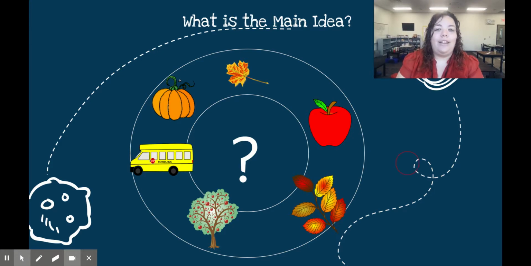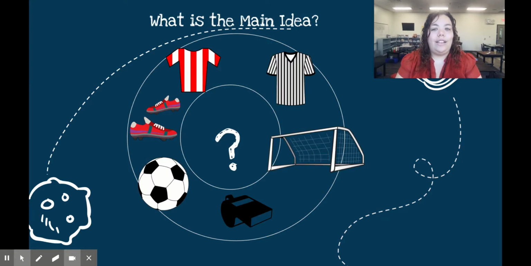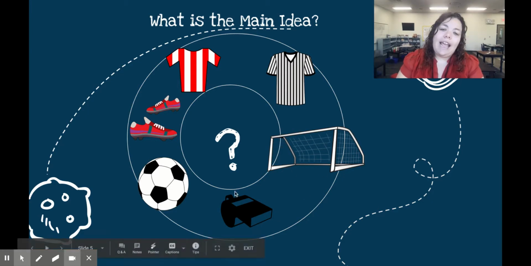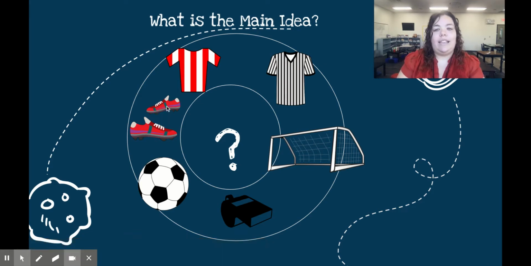So let's try another one. On this one, I see like the striped jersey. I see this one looks kind of like a referee. I see this net. I see a whistle. I see a soccer ball, and I see like cleats.